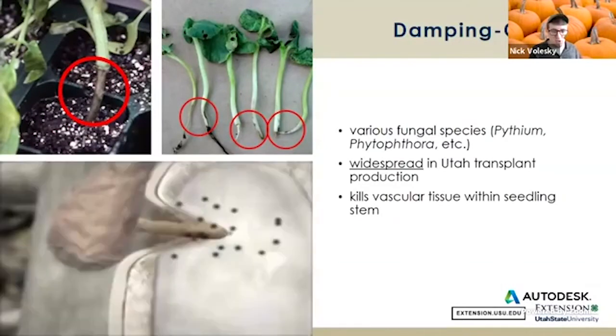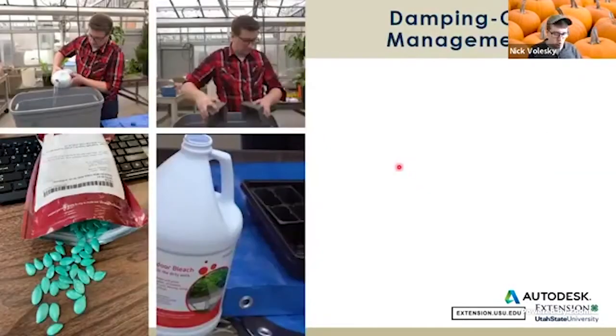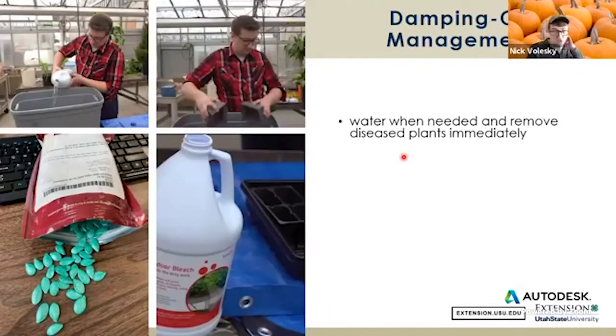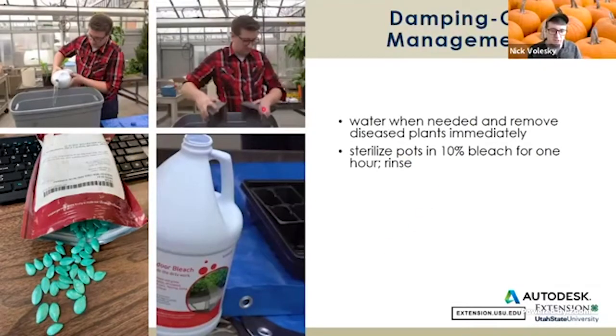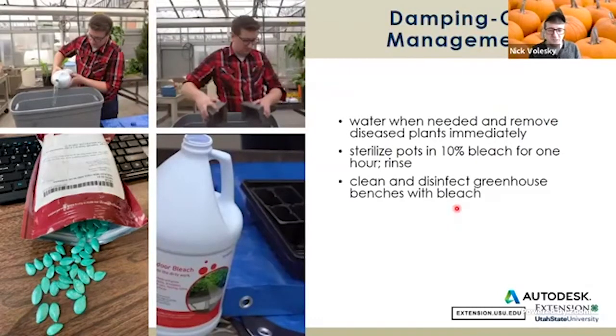So when we control damping off, sanitation is super critical. What I do with my growing containers, I use the same growing cells every season. So I'll sterilize them in about a 10% bleach solution for an hour. When I'm watering, when I notice any diseased plants, I want to remove them right away, including the soil, because I know that pathogens are in the soil. Whatever space I'm working in, like a greenhouse, I'm going to clean and disinfect the benches and the trays.